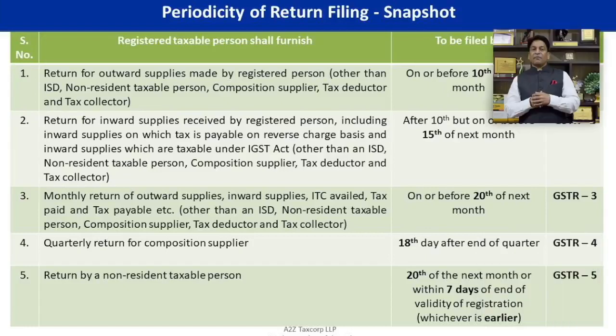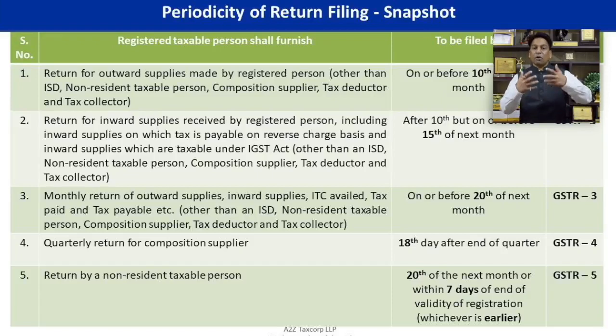There is GSTR-4 applicable only for a composition dealer who has opted for composition, and this is to be filed on a quarterly basis, by 18th of the next quarter, meaning thereby for the July to September quarter, it is to be filed by 18th of October.